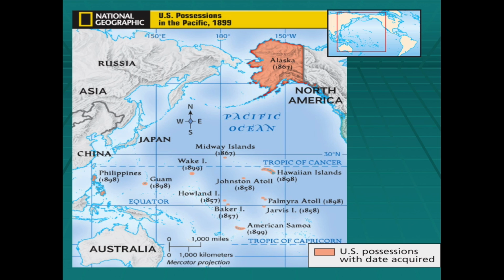So in the U.S. possessions in the Pacific, if you notice, okay, there's the Pacific Ocean, Hawaii smack dab in the middle, pretty much. And here would be the equator. So these are possessions that are depicted in orange. You have American Samoa, Palmyra Atoll, Hawaiian Islands, Johnston, Wake, Midway, Guam, and way over here, the Philippines, close to the Asian continent. And of course, Alaska. And all these are U.S. possessions by 1899.